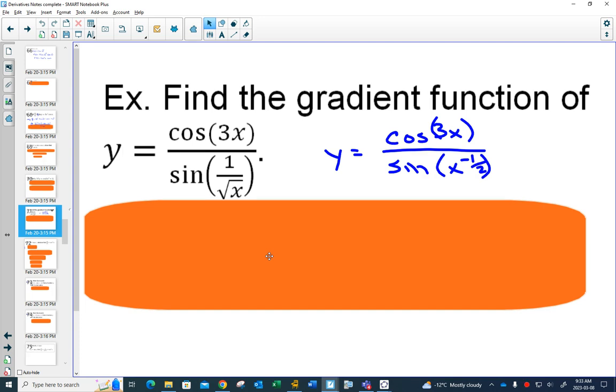Quotient rule, chain rule. Which one do you keep the same in the quotient rule first, top or bottom? Bottom. Yes, 100%. Don't need to do any more, right?